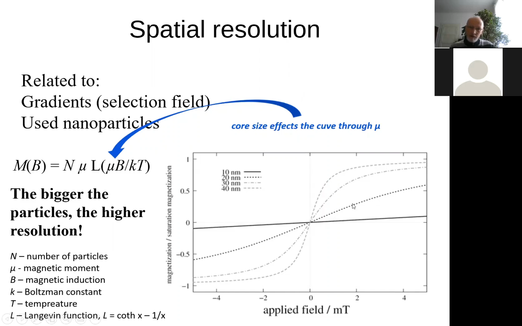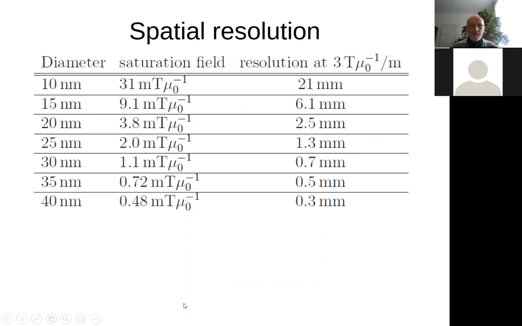Therefore, the resolution will be much worse than in the case of big particles, where the change of the magnetization is very steep. So the bigger the particles, the higher resolution I can reach. Of course, the best thing would be to have particles with this shape of the Langevin function, but of course it's clear that it's not possible.